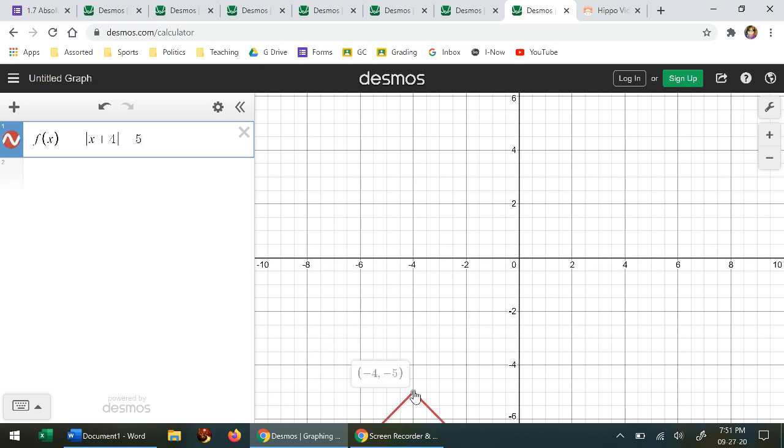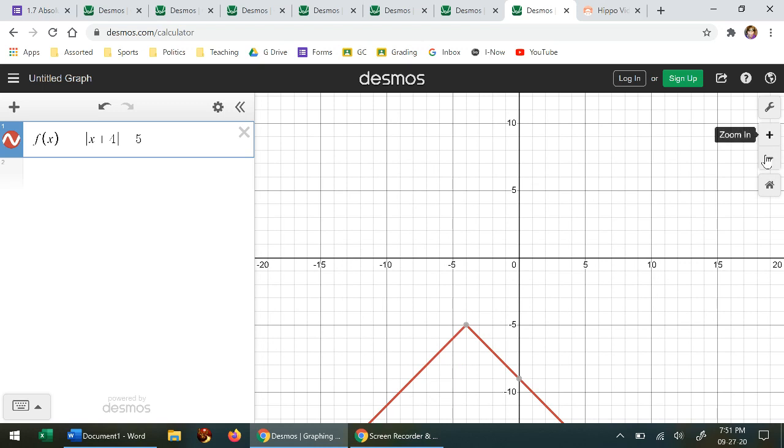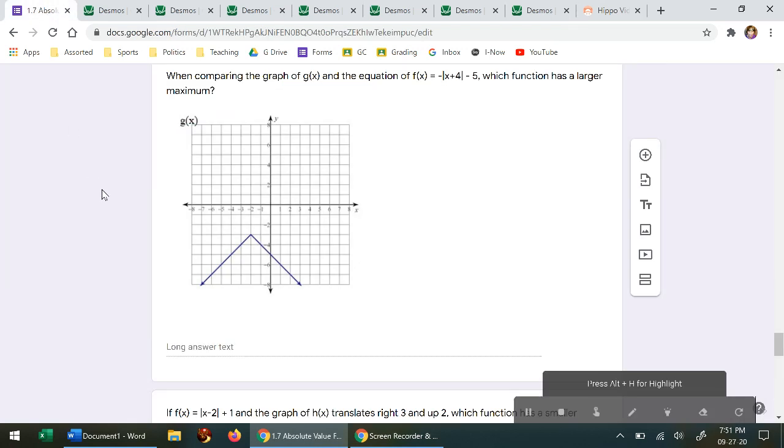If this is hard to see on your screen, you can zoom out over here with the minus sign, right where the plus sign is. If you click on that point, it also tells you that it's at -4, -5. We're only looking for the y number, which is -5. Remember that over here, the g of x number at the top was -3. So this one has a larger maximum because it's at a higher point. So your answer here will be g of x, or g with an x in parentheses.